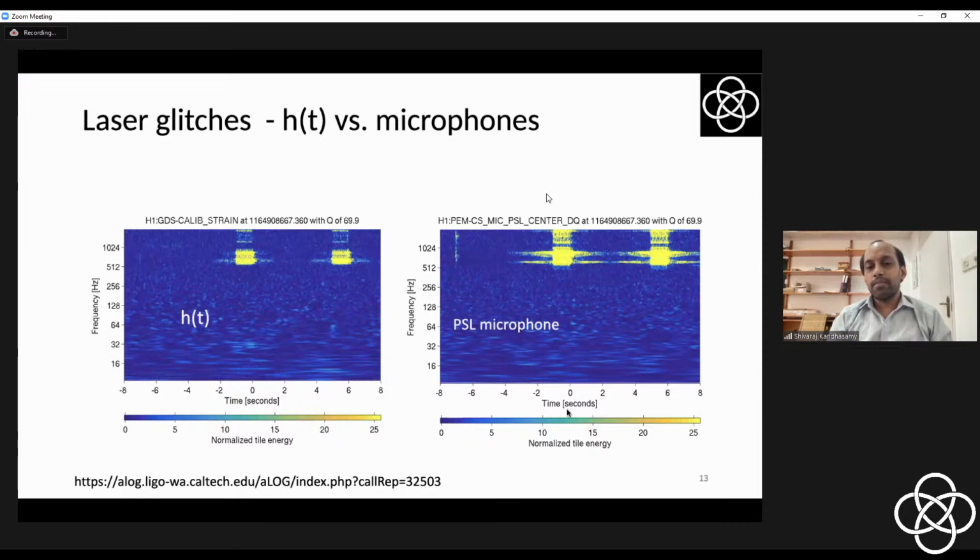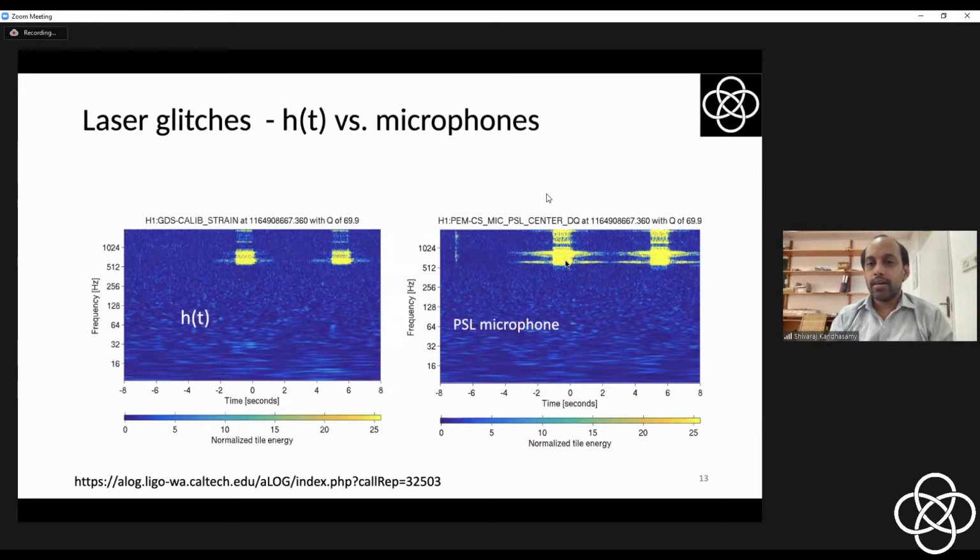So here is an example of that situation. Here is the strain channel, a spectrogram of the strain channel. On the right side, this is the spectrogram of the microphone in the laser room. And you can see the structure that we see in the microphone is the same as the structure we see in the strain channel. So we can say that they are related because we see similar structure in both of them. And this happened during the first observing run.